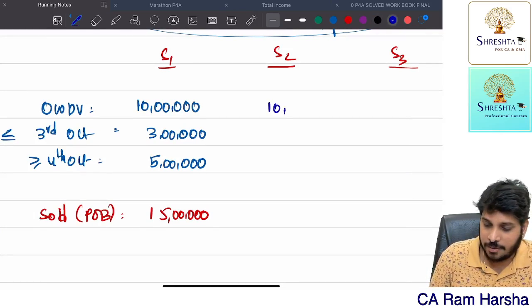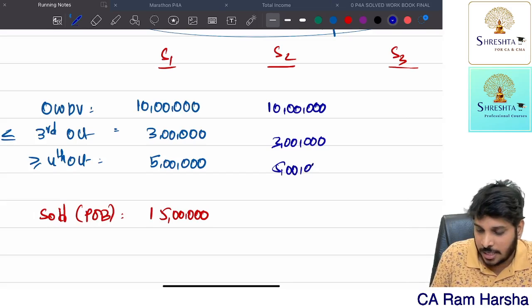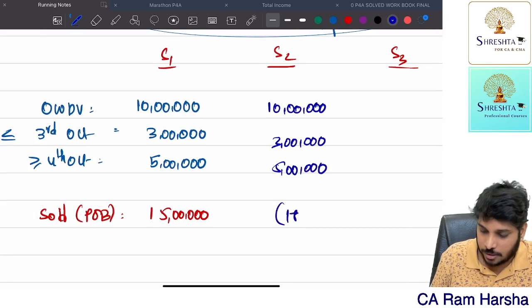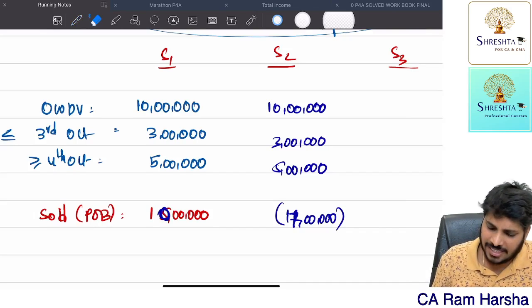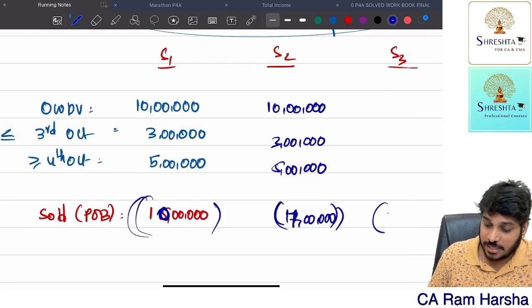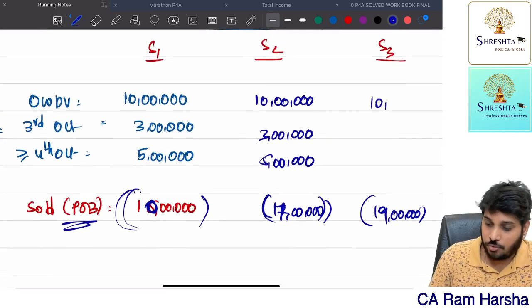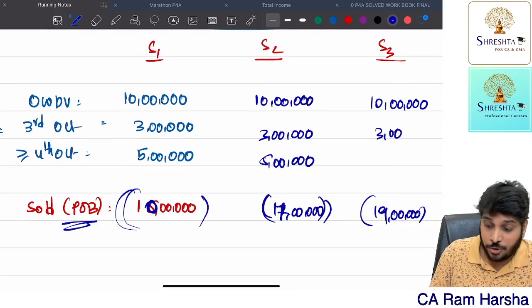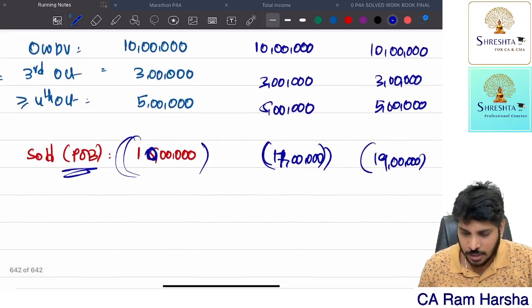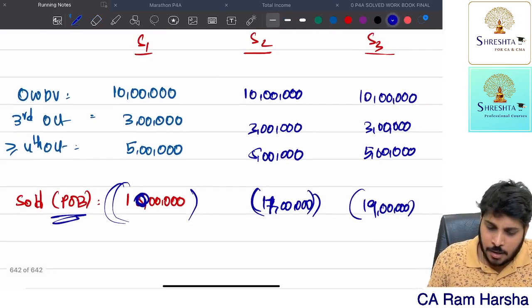Opening WDV is the same, 10 lakhs. The information is the same. Only the sale value is different in all 3 situations. Let us assume the sale value here is only 10 lakh. Here the sale value is 17 lakh, whereas here the sale value is 19 lakh. Remember it's a part of a block. So the opening is the same. If you understood this example, I am telling you, any type of question in the exam on depreciation, you can do very well. Now how to, let us look at, just a minute.